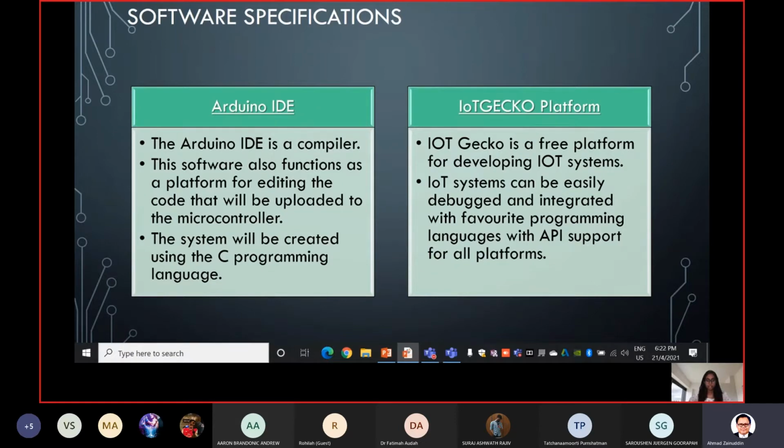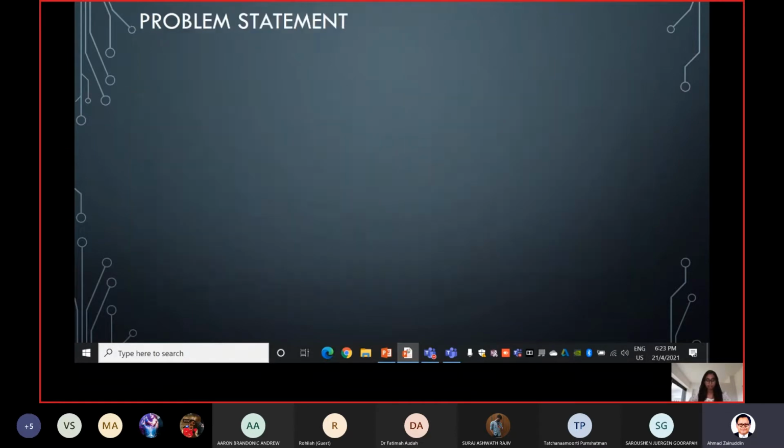Moving on, the IoT Gecko platform. This IoT Gecko platform is a free platform for developing IoT systems. It provides an efficient GUI building platform to aid in the processing and displaying of parameters by hardware devices.